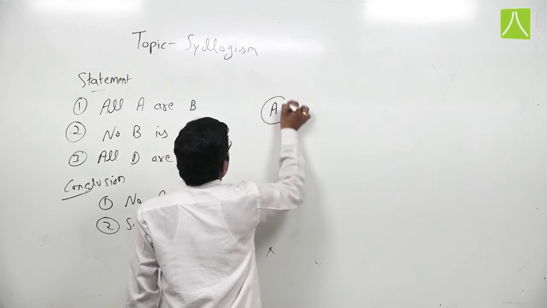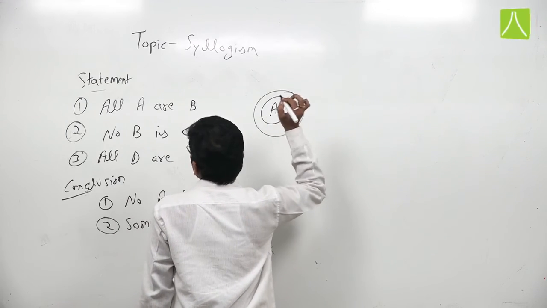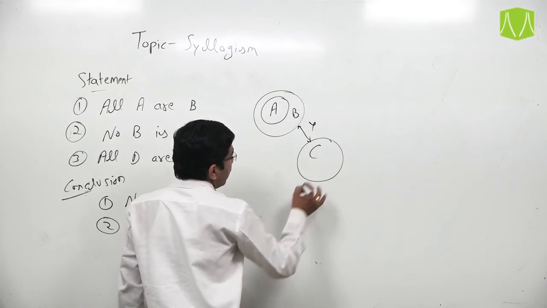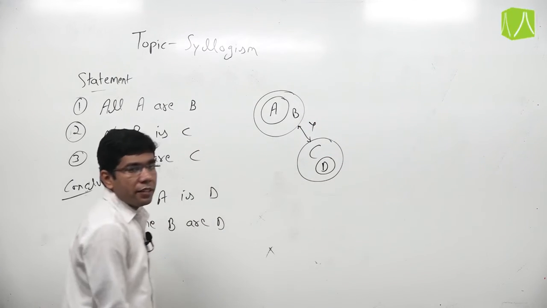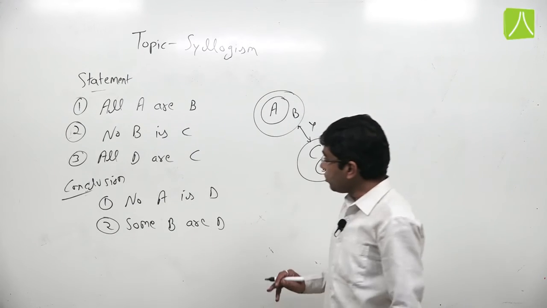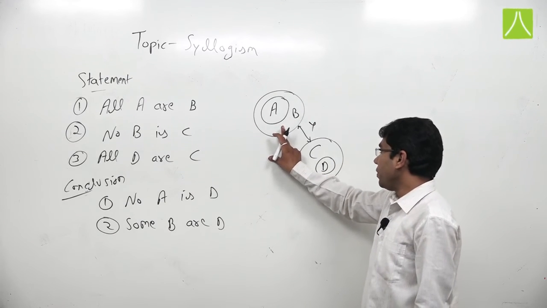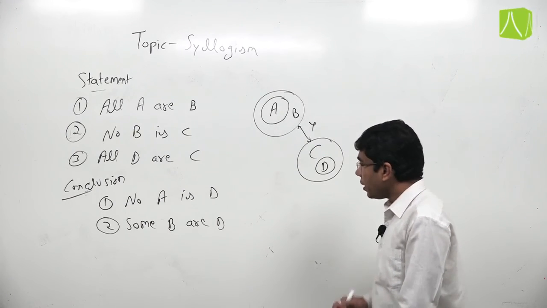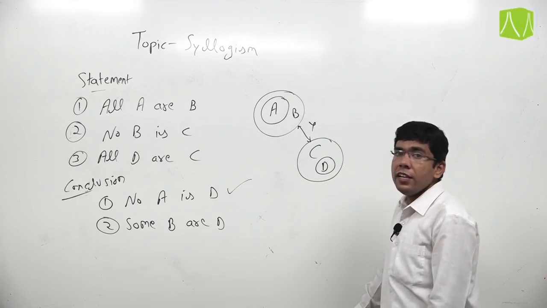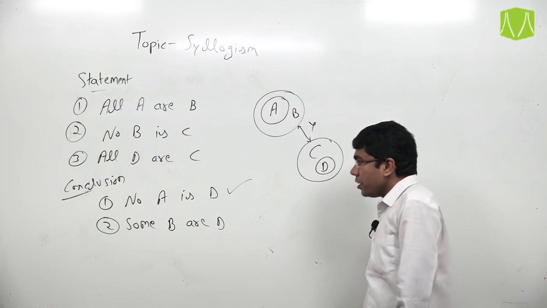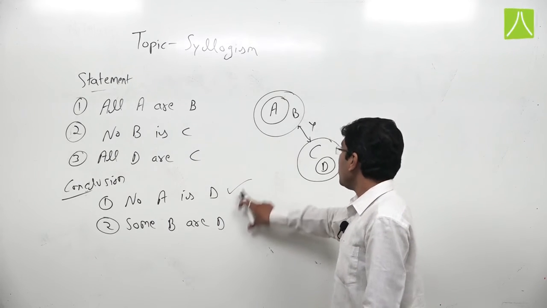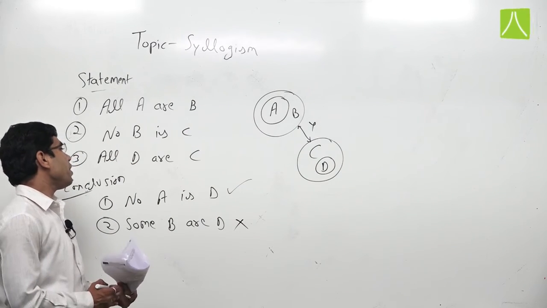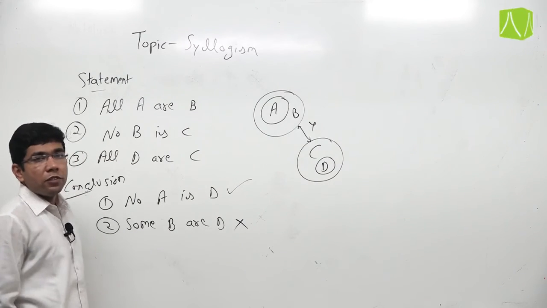All A are B, no B is C, and all D are C, means our diagram is like this. Now with the help of this diagram we can check. No A is D, A is covered by B, and B and C cannot connect. D is covered by C, C and B cannot connect. So first conclusion is correct. No A is D, A and D cannot be connect in any situation. Second, some B are D, positive conclusion. B and D is not connect, so second conclusion is wrong. So for this question our answer is option A, only one conclusion is correct.